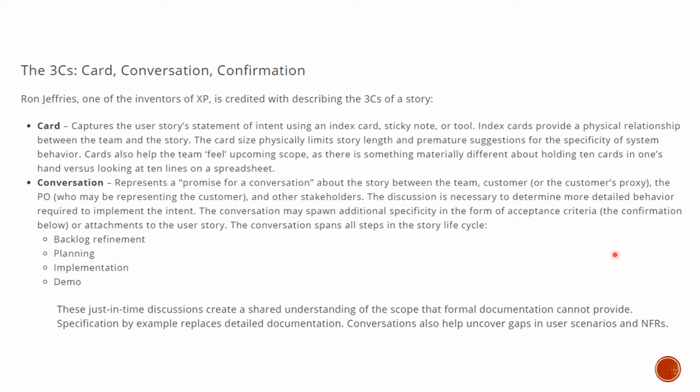You can discuss in a backlog refinement. You can discuss in a sprint planning meeting. You can discuss while implementing it. You can discuss during the demos. This just-in-time discussion creates a shared understanding of scope that formal documentation cannot provide. So you don't need FSDs, you don't need BRDs. Big documents you don't need. Specification by examples replaces detailed documentation. Conversations also help uncover gaps in user scenarios and non-functional requirements. So it's very important that a story should promise a conversation. We can converse about a story in a refinement meeting or in a sprint planning meeting, at any point of your story life cycle. But it should fit in a card size and it should promise a conversation.